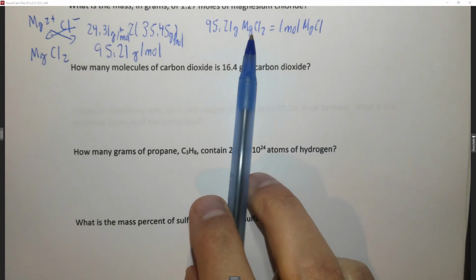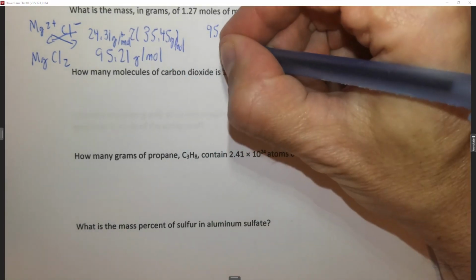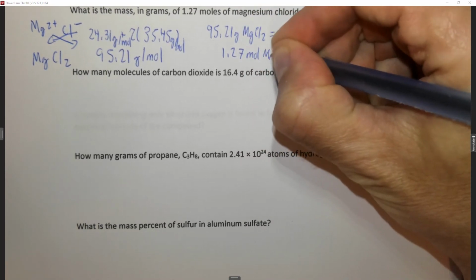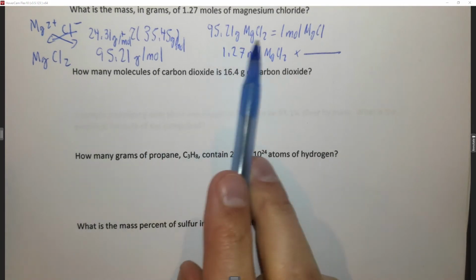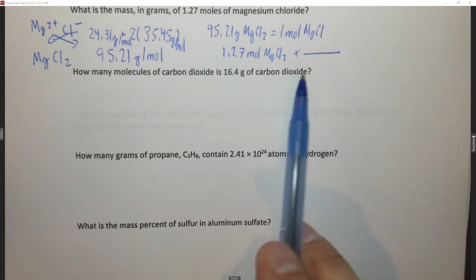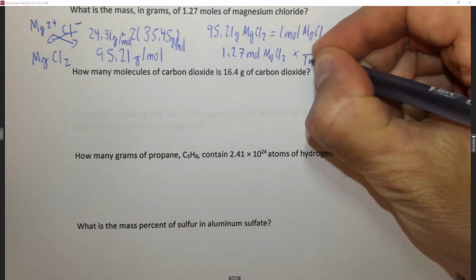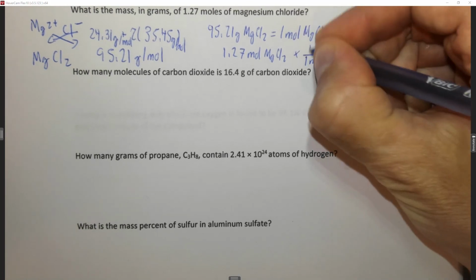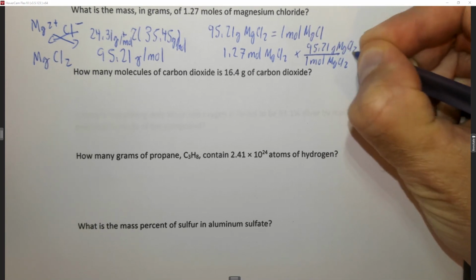But now we need to use this to solve this. So if we start with 1.27 moles of MgCl2 and we want to convert it to grams, we have to decide what we put on the top and what we put on the bottom. Do we put the 95.21 grams or the 1 mole? Well, we have moles and we want to cancel it out. So we put the 1 mole of MgCl2 on the bottom and the 95.21 grams of MgCl2 on the top.